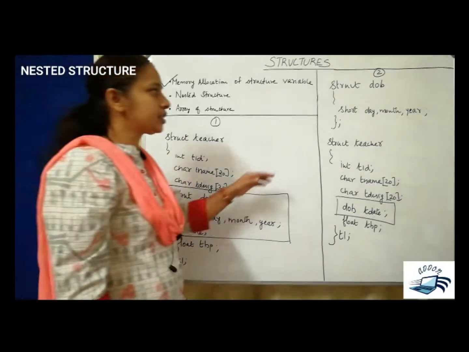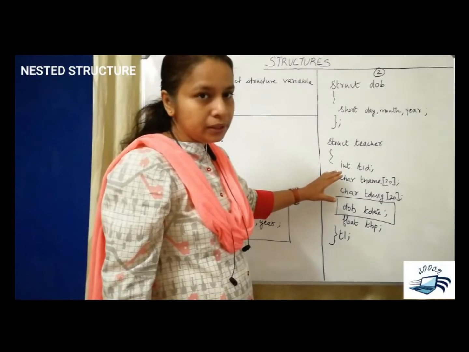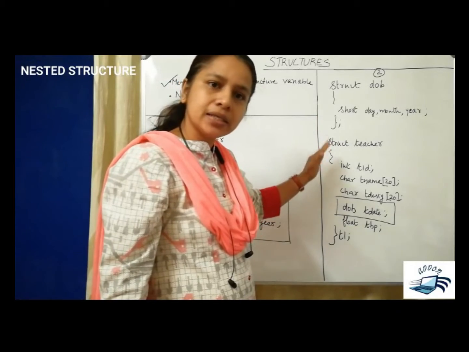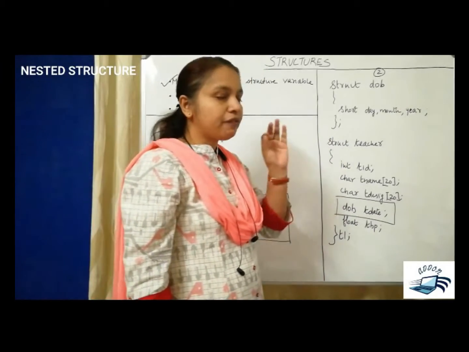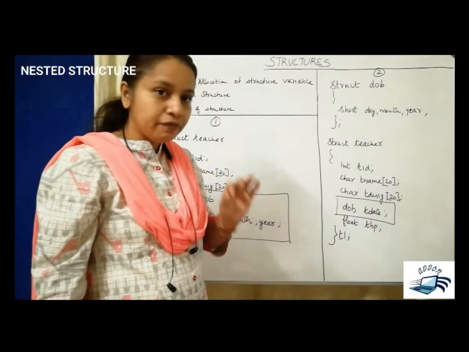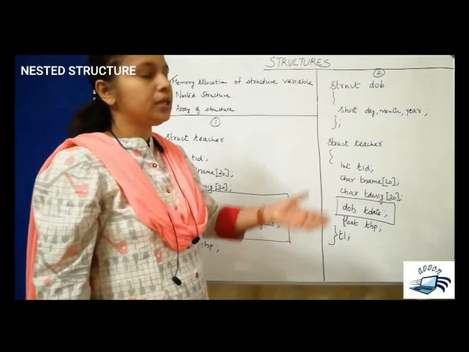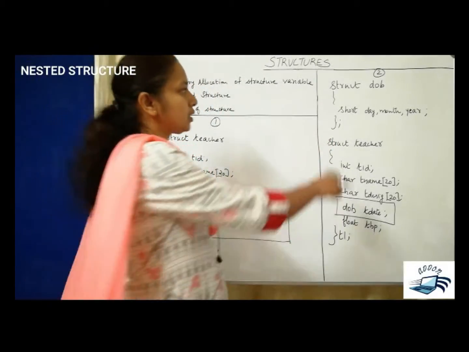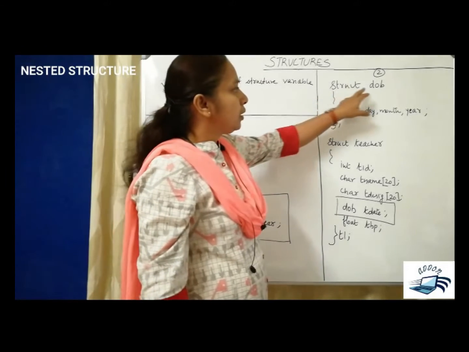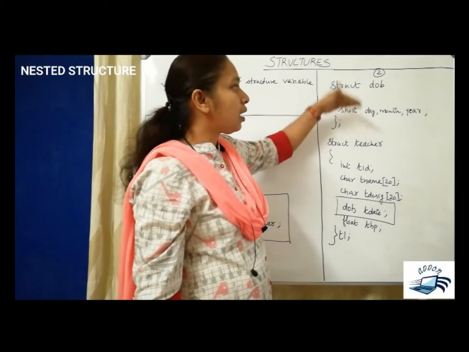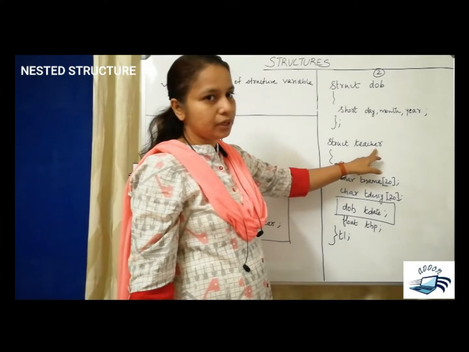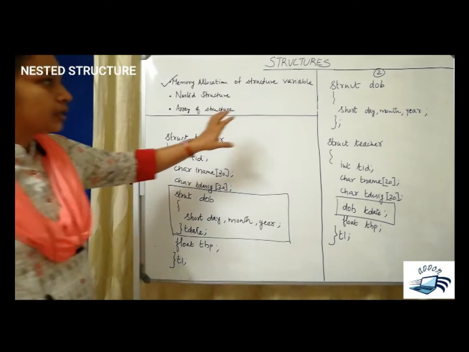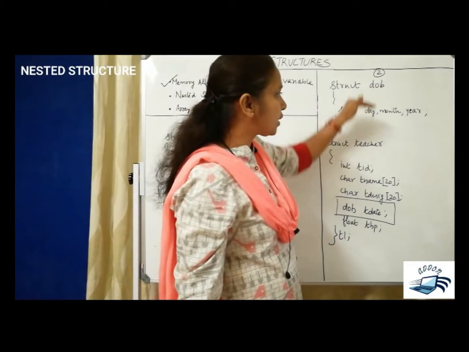And the second definition is: if a structure variable is declared inside another structure, that is also known as nested structure. Once again I repeat, if a structure variable is defined inside another structure, that type of declaration is also known as nested structure. Consider this example. Here, the DOB structure is defined outside the structure teacher. What's the difference? There, DOB is defined inside the structure teacher. Here DOB is defined outside the structure teacher.